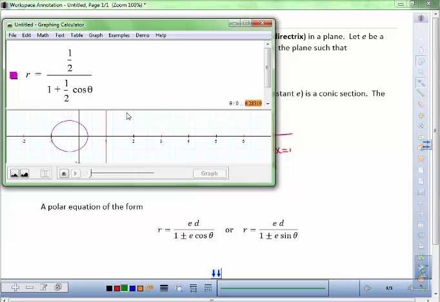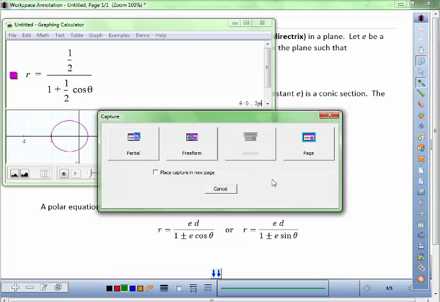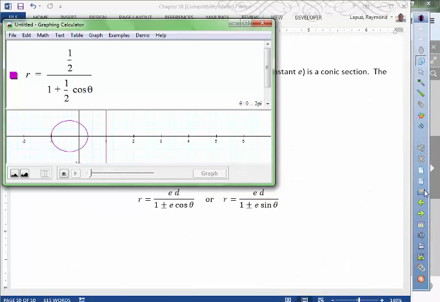So if we draw like a quarter of this, pi over 2, you can kind of see where it starts and how it goes. All right, let's take a quick snapshot of this, and add this in our notes.